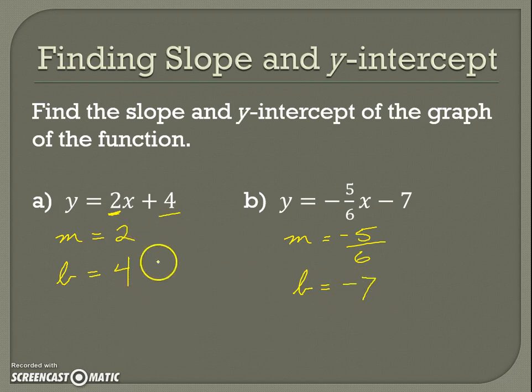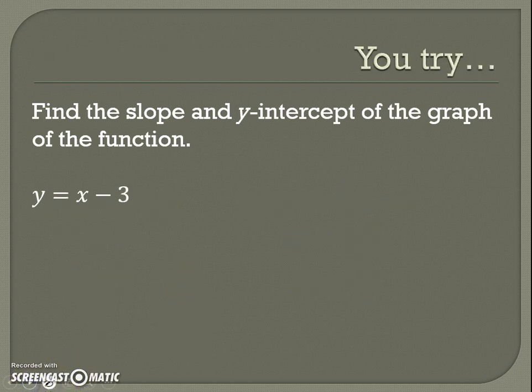Okay, if you can identify these two things out of a slope-intercept function, it's going to make it a lot easier for you to graph. So here's one for you to try. Go ahead and pause the video and then identify this. This first one, the slope is 1. Remember, the assumed coefficient in front of a variable without a coefficient is 1, and the y-intercept is negative 3. Hopefully you got the same thing.